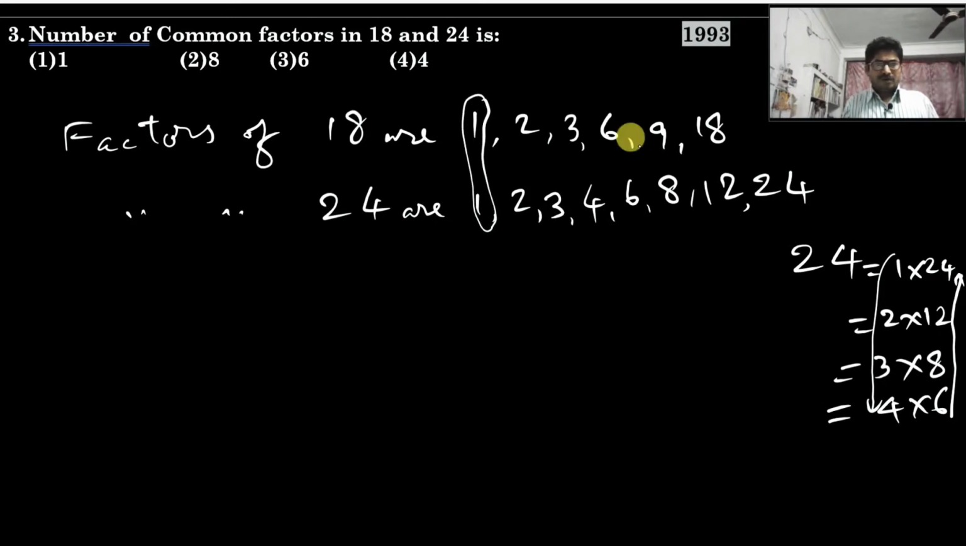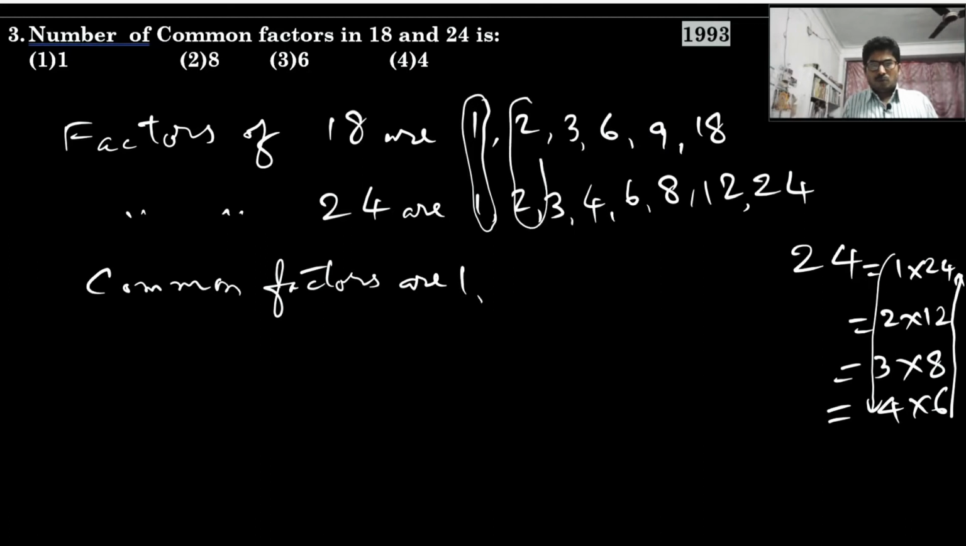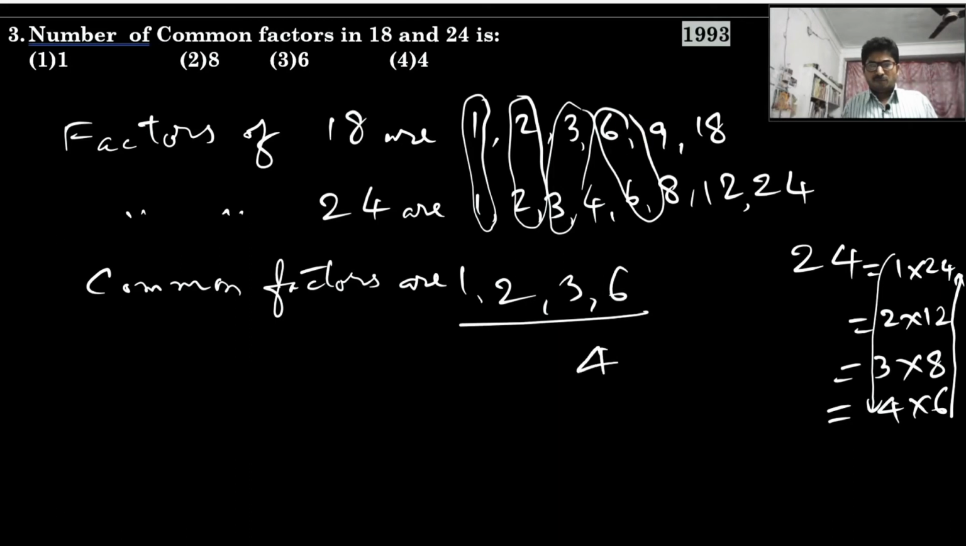Common factors. We have to find the number of common factors. Common factors are 1, 2, 3, 6. Only 1, 2, 3, 6. So how many are these? Total 4. Option 4 is correct.